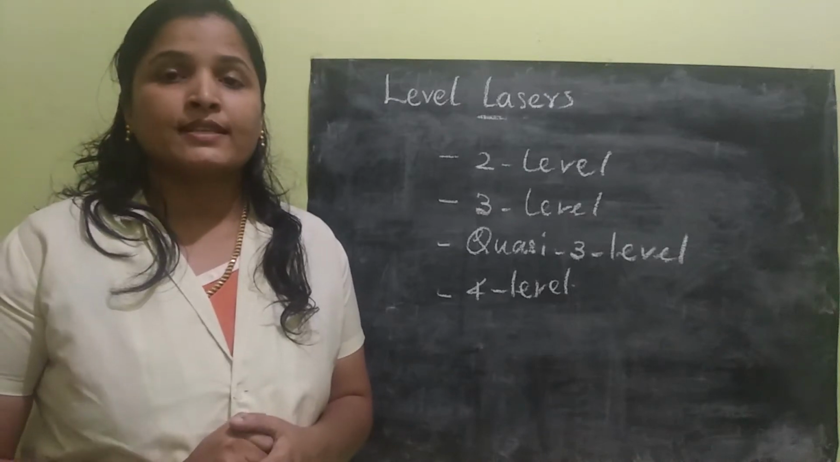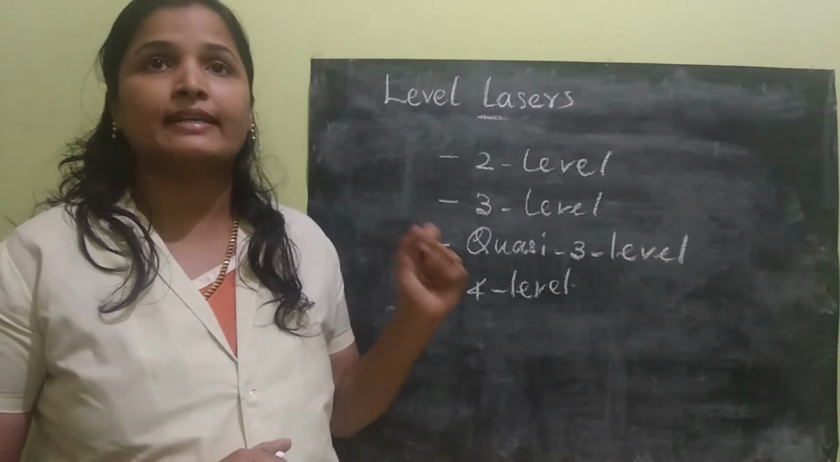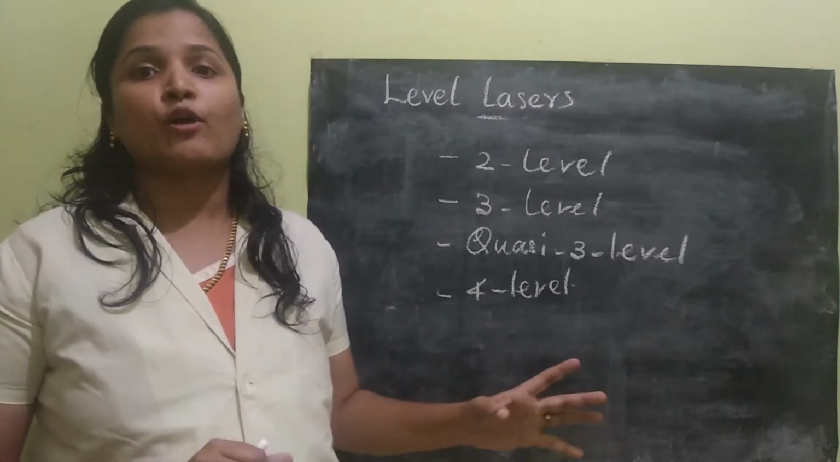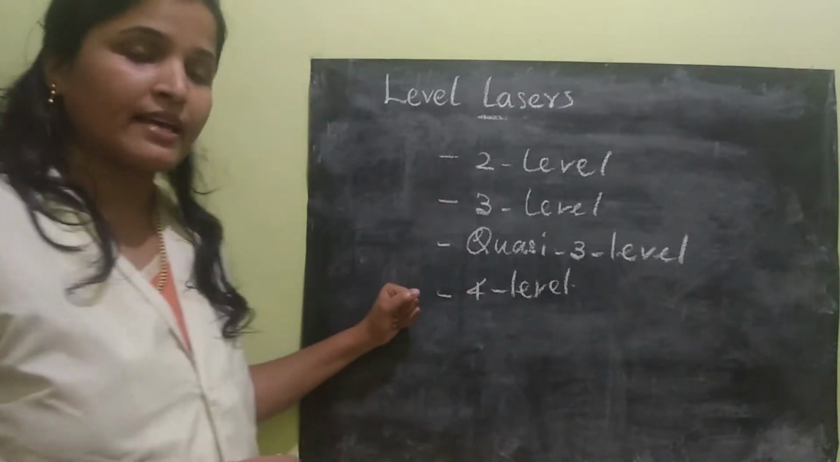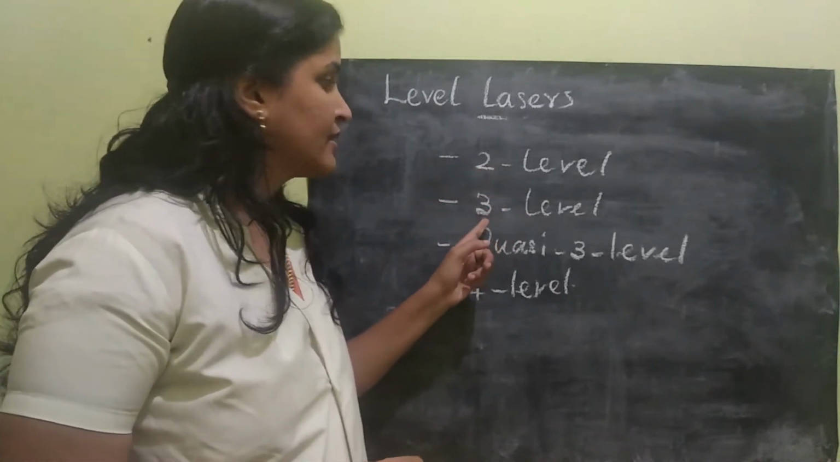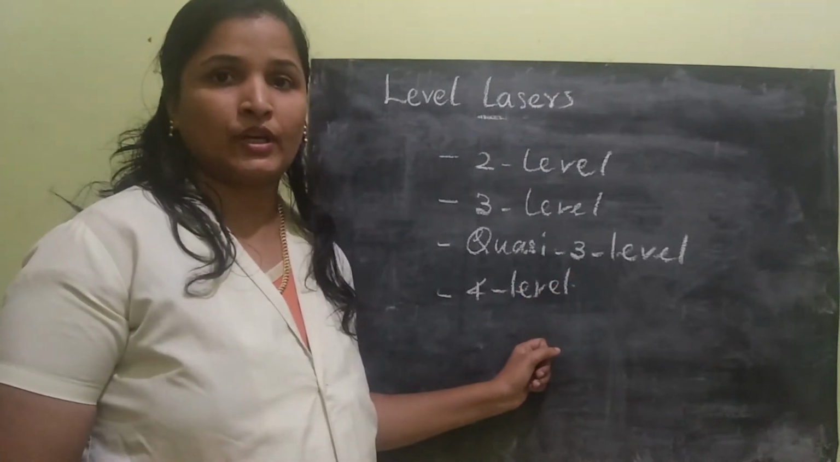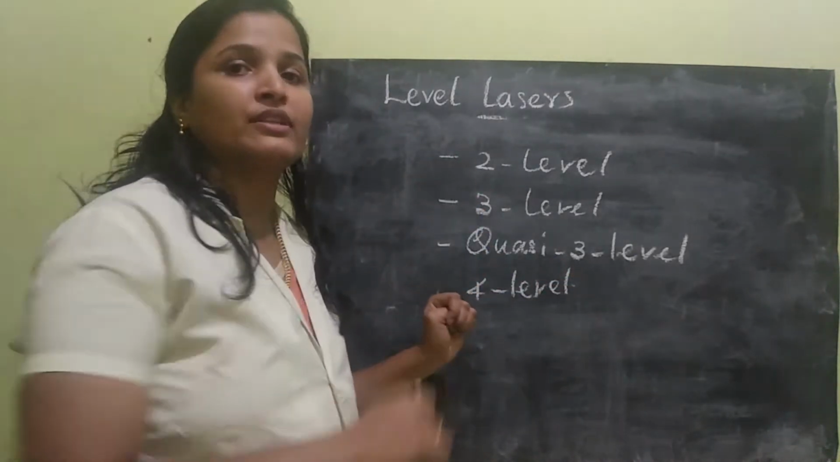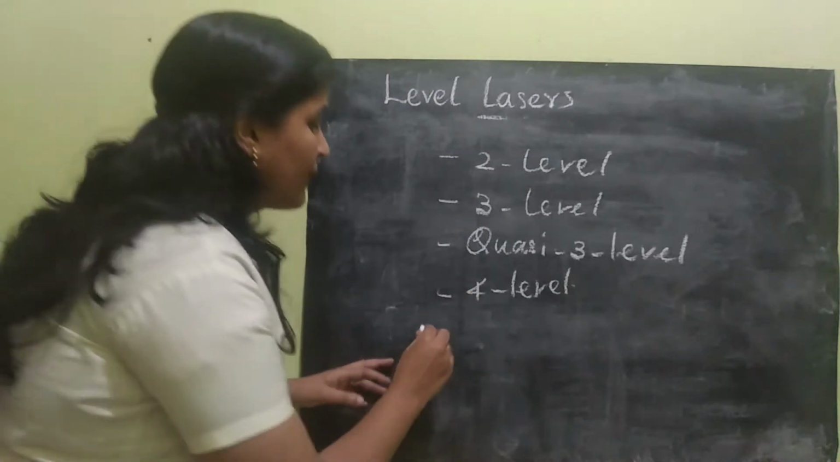Good morning students. Today I am going to teach you levels of laser, which is under unit 3 of fiber optics and laser instruments. There are 4 types: 2 level, 3 level, quasi 3 level and 4 level laser. Before going to study these types of lasers, we should first know population inversion.